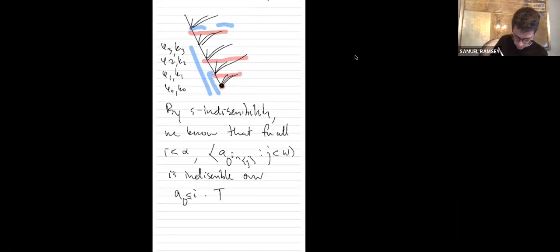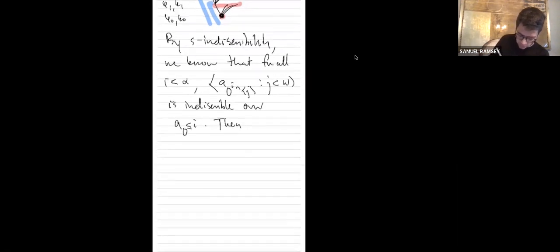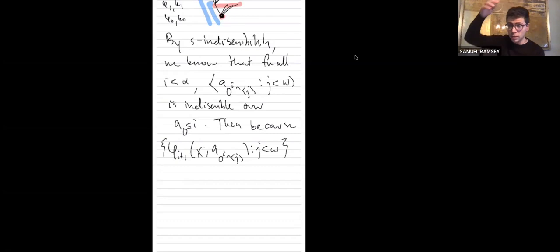So then, because phi sub i+1 of x, a_0 to the i concatenated with j, j less than omega, this is an example of the situation that B was talking about. We have a collection of nodes which are children of a common node. And we're looking at the i+1st formula. All these nodes have level i+1. So what does this say? This is k_{i+1}-inconsistent.